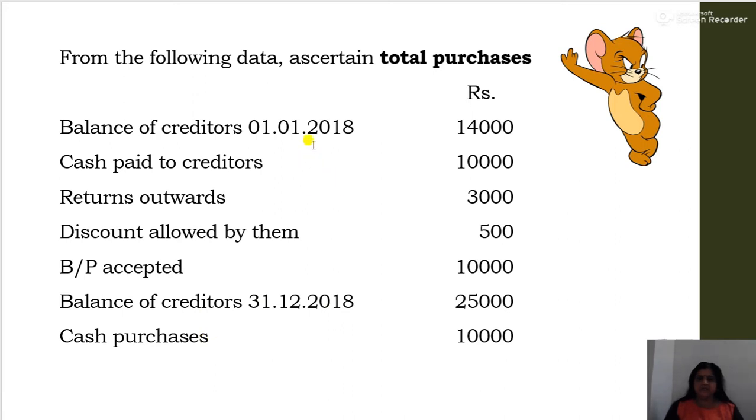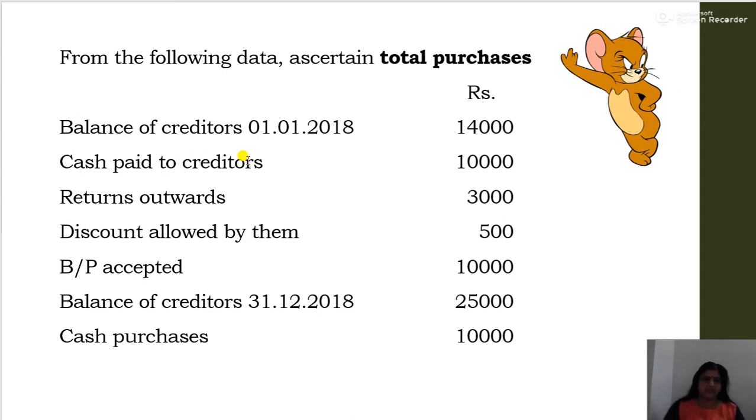Now just like we obtained total sales, which is cash sales plus credit sales, here total purchases can be obtained by adding the cash purchases and credit purchases. With this information, we have to compute the credit purchases by preparing the total creditors account. Credit sales can be obtained by preparing the total debtors account, and credit purchases can be obtained by preparing the total creditors account. So we will prepare the total creditors account.